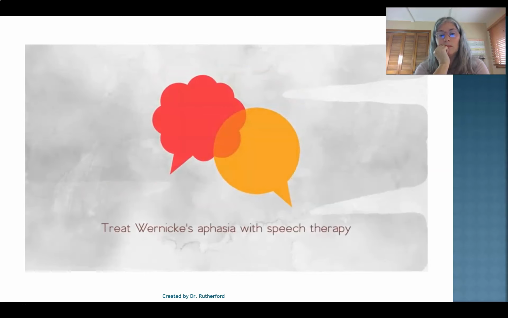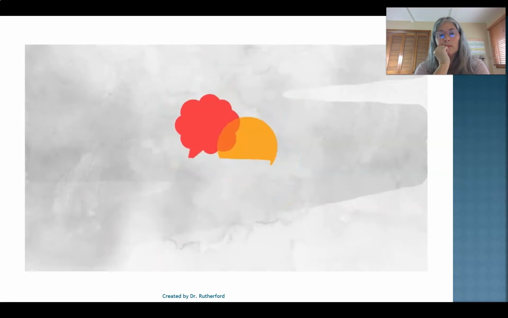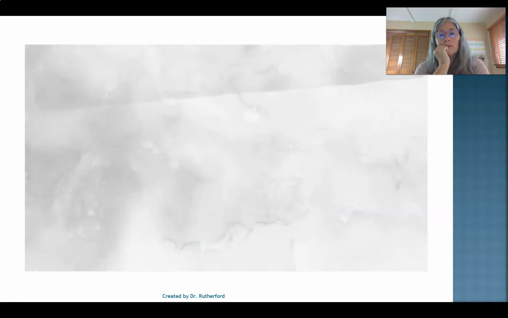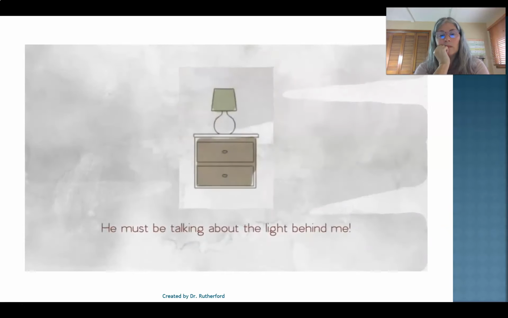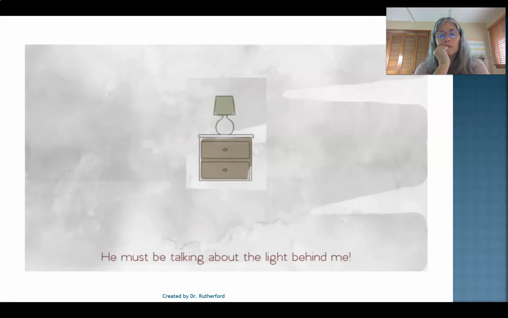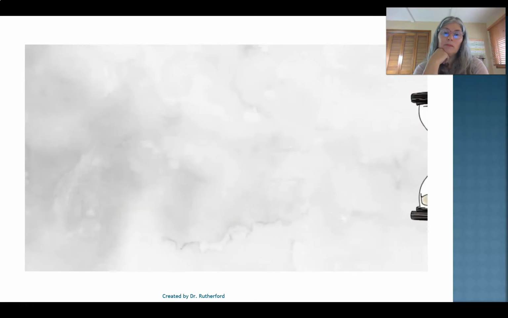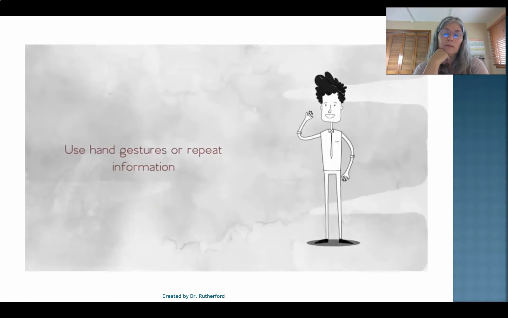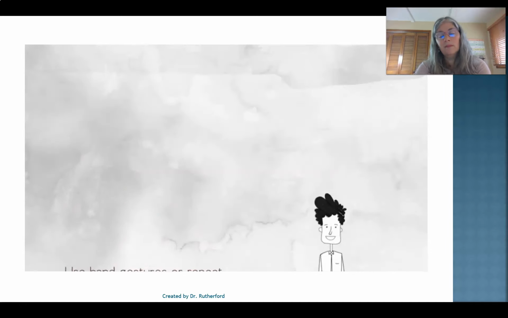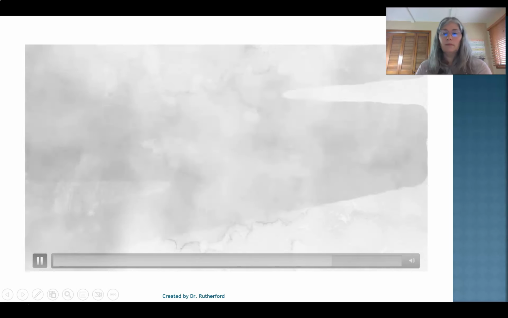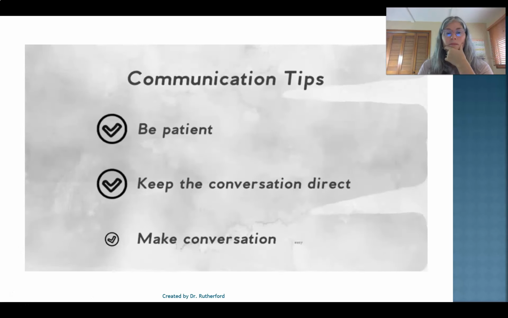Wernicke's aphasia, like all forms of aphasia, is treated with speech therapy. If you're speaking with someone who has Wernicke's aphasia, pay attention to your surroundings and try to figure out meaning from contextual clues. Slow the pace of your speech and give information in chunks. Use gestures or pictures if possible. Repeat and rephrase information, pausing to make sure your words are understood. Most of all, be patient and keep the conversation direct and easy to follow.